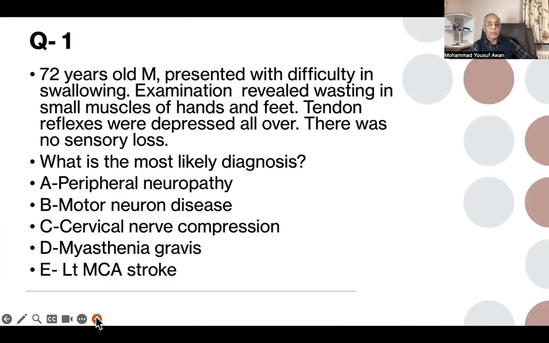Right. So I will start with a question as usual. A 72-year-old male presented with difficulty in swallowing. Examination revealed wasting in small muscles of the hand and feet. Tendon reflexes were depressed all over. There was no sensory loss. What is the most likely diagnosis? Peripheral neuropathy, motor neuron disease, cervical nerve compression, myasthenia gravis, or left MCA, so stroke, left middle cerebral artery stroke.